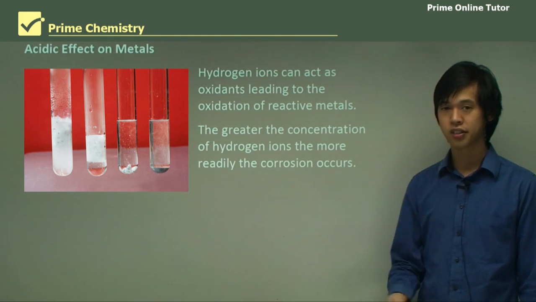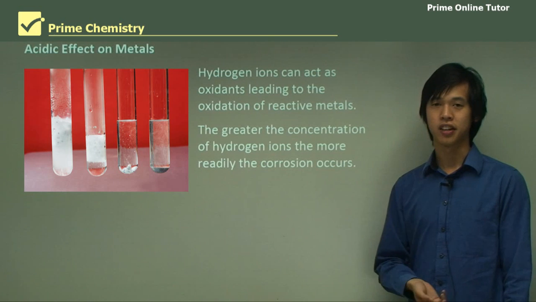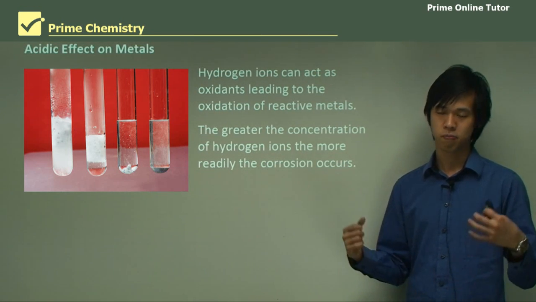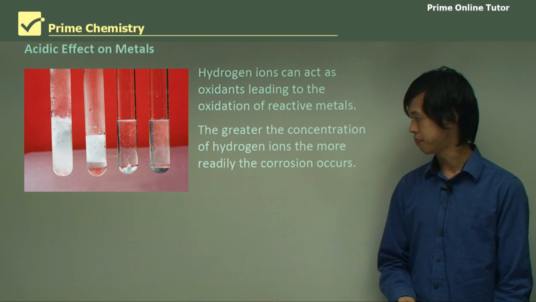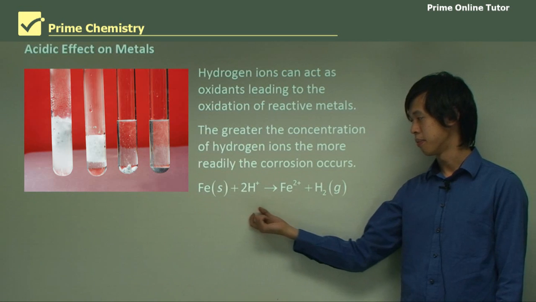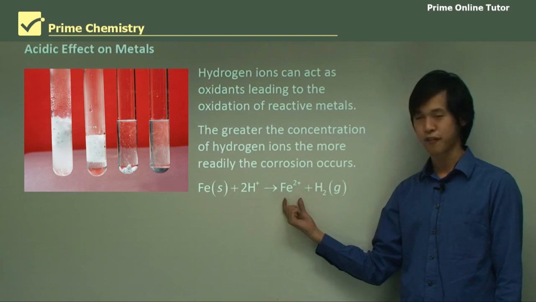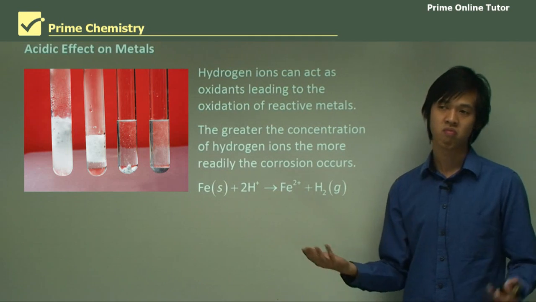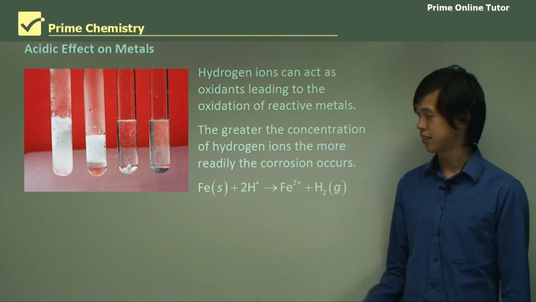And also, the greater the concentration of hydrogen ions, the more readily the corrosion occurs, which makes sense. If there's more hydrogen ions, you've got more acidity, the corrosion will happen faster. So for iron, the iron solid plus 2H+ gives you the ferrous ion and hydrogen gas. So this is stuff you learned in year 10 chemistry. Okay, so we've seen this before.